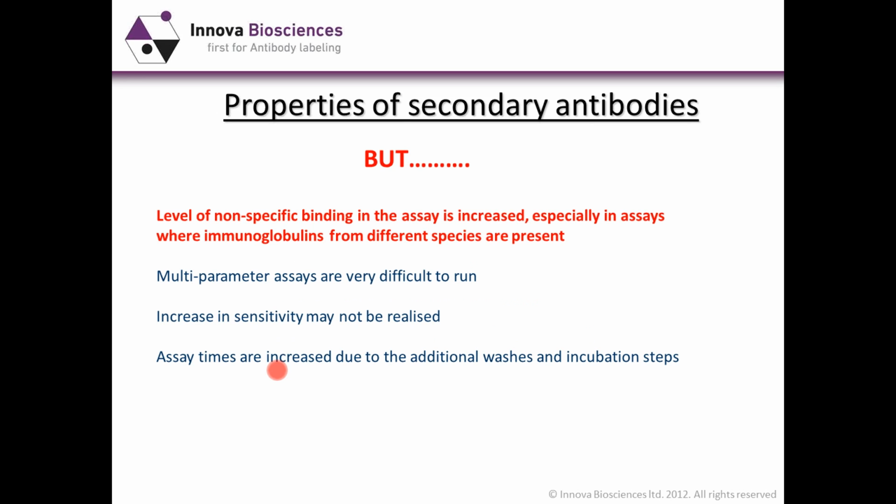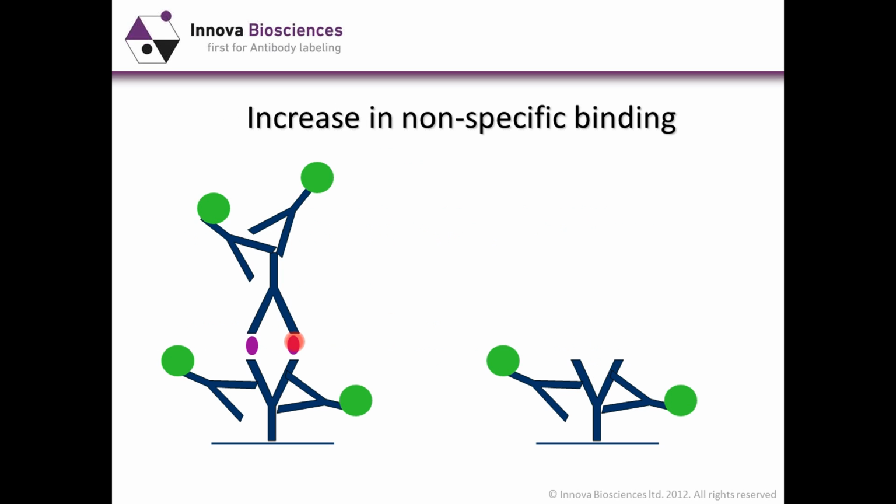Probably the main one is that the minute you have a secondary antibody in your system, the level of non-specific binding in the assay is increased. That can come from a number of sources, but is especially important in assays where you have immunoglobulins from different species present. So a couple of examples of this shown here.